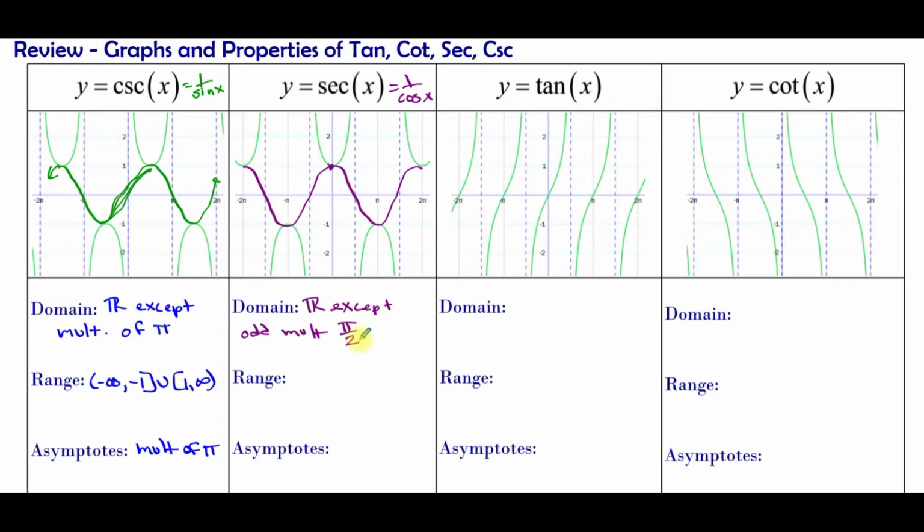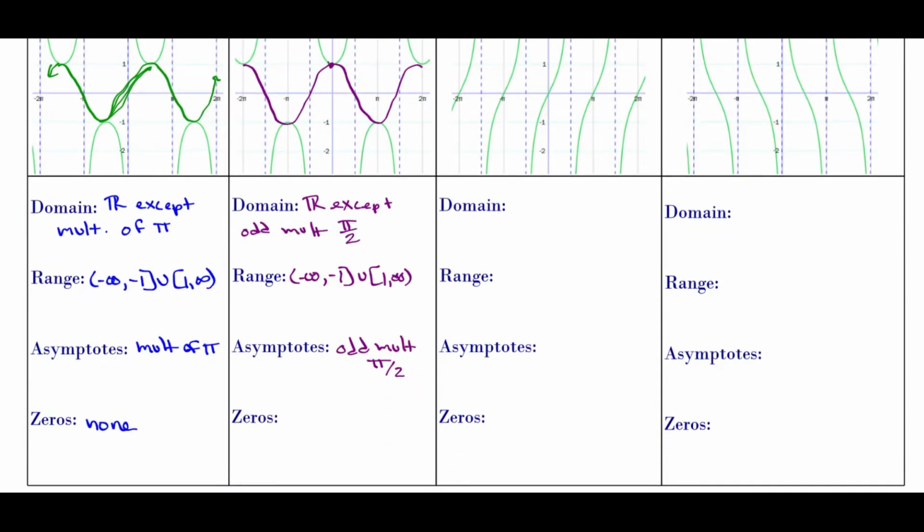My range is the same as it was for cosecant, so -infinity to -1, and then +1 to infinity. The asymptotes are at those odd multiples of pi over 2. And again, this graph has no zeros because it does not cross the x-axis.